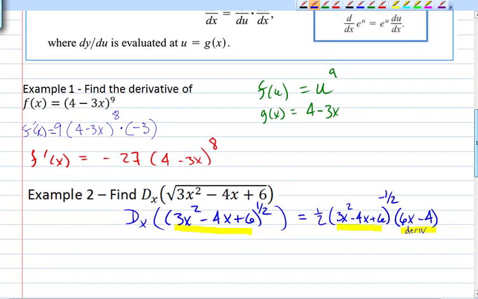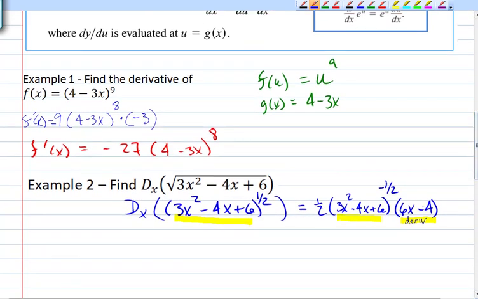Well, now we need to clean it up. 1/2 right here multiplied by this, which I can factor a 2 out of, is going to give me, cleaning this up, 3x minus 2 over the square root of 3x squared minus 4x plus 6. Do you see what happens? I have a common factor of 2 here that I could pull out that would cancel with that 1/2 out front. And that left behind 3x minus 2.